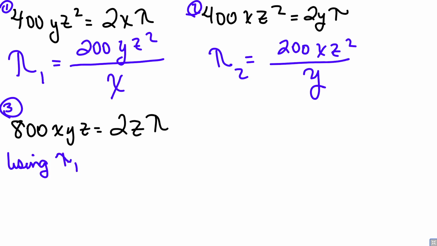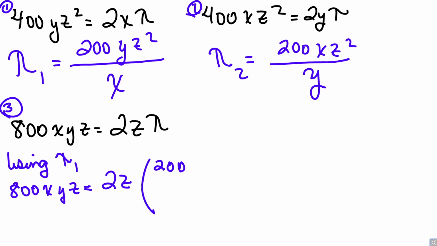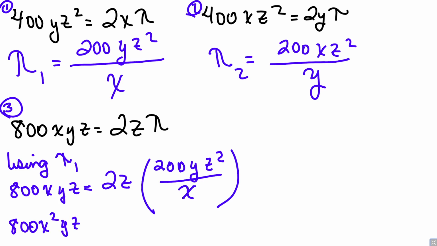All right, so if I do that, I'm going to end up with 800xyz is equal to 2z times, in place of lambda, we're going to put in 200yz squared over x. So in order to solve, I'm going to multiply both sides by x, and then multiply through. So if I do that, I'm going to end up with 800x squared yz, and this is going to be equal to 400yz cubed.